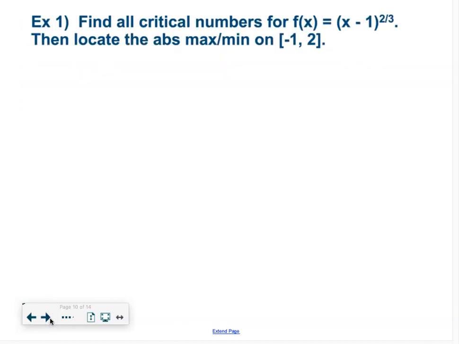All right, we're going to do an example. We're going to walk through this a little bit together. Find all the critical numbers for f of x equals (x minus 1) to the 2/3. This is one of my favorite functions. I call it the bird function. I'll show you why in a little bit. Then locate the absolute max or min on the interval from -1 to 2. So what I want you all to do is take 30 seconds and find the derivative.